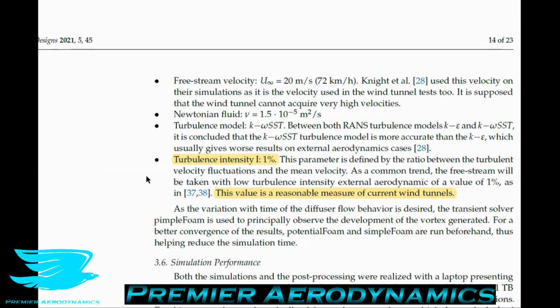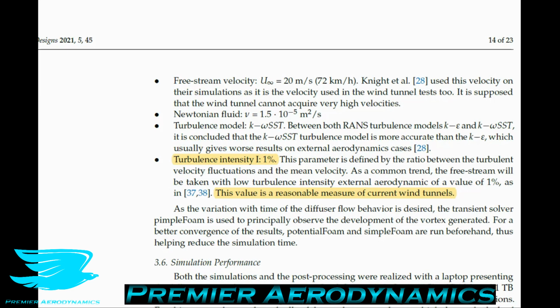Another thing that's interesting is the turbulence intensity level. I've done quite a few podcasts on turbulence intensity level and why it's very important. I'm not going to go through the details here, but the turbulence intensity here is 1%. So is that good or is that not good? They say this value of 1% is reasonable, considering that that's what a lot of wind tunnels do give. So let's talk a bit more about this value and how it applies to real life, and in particular racing cars.